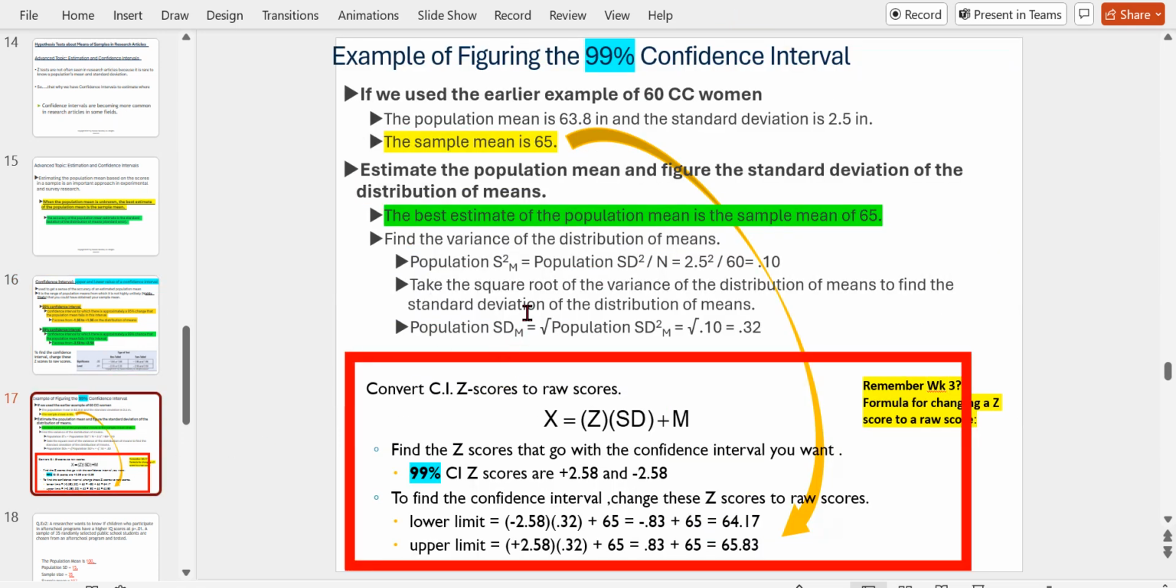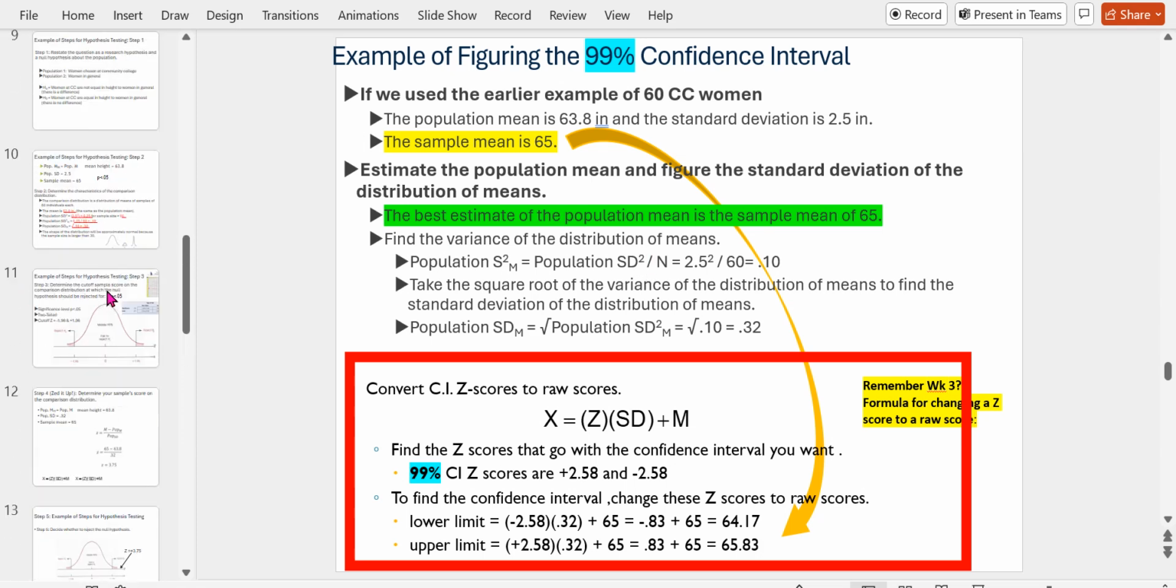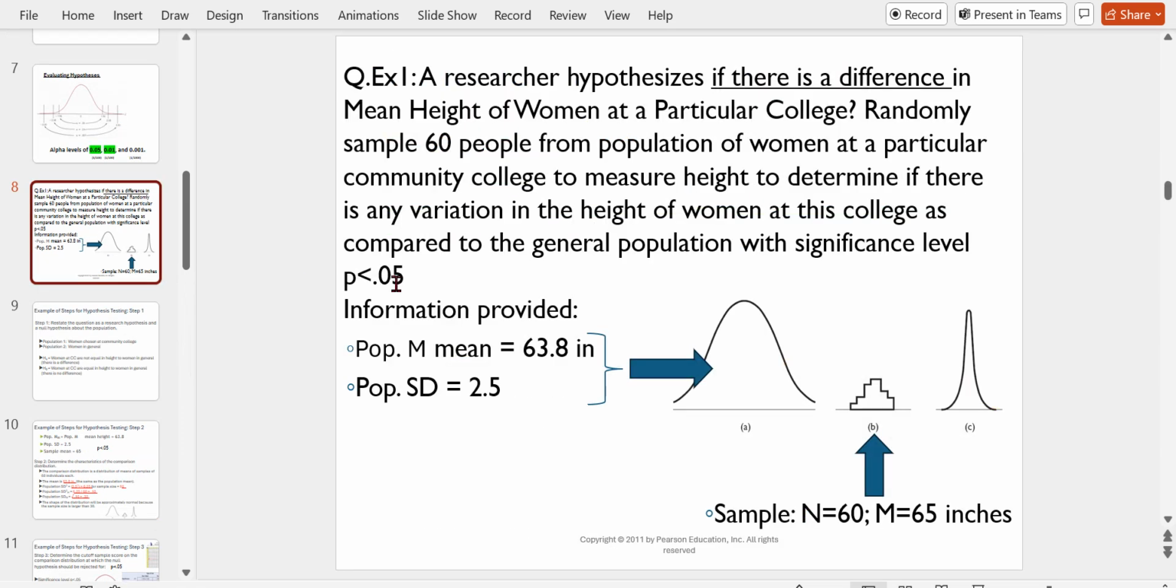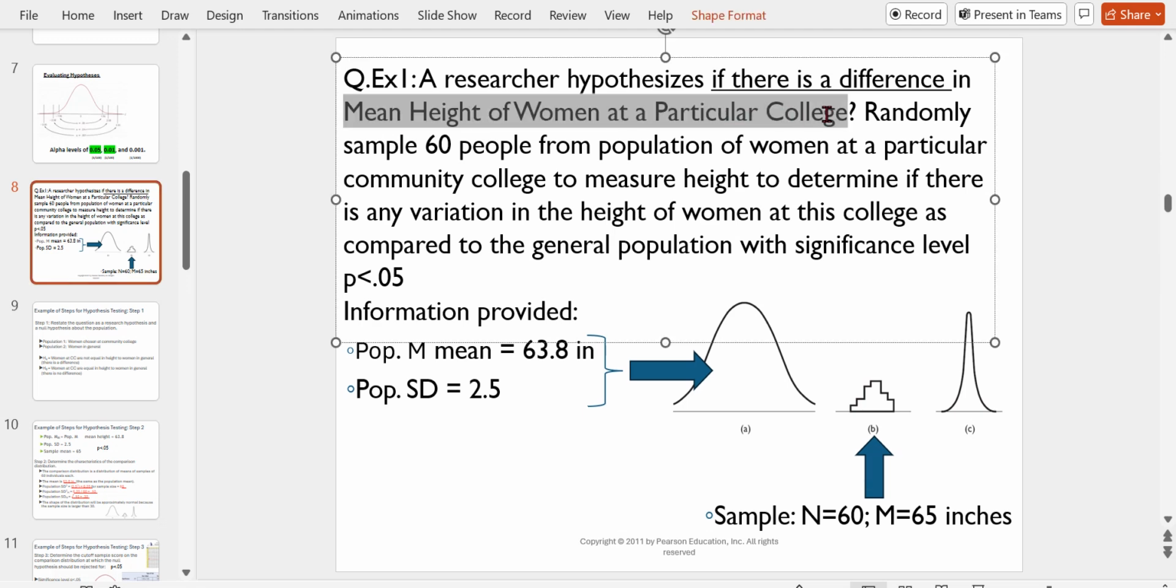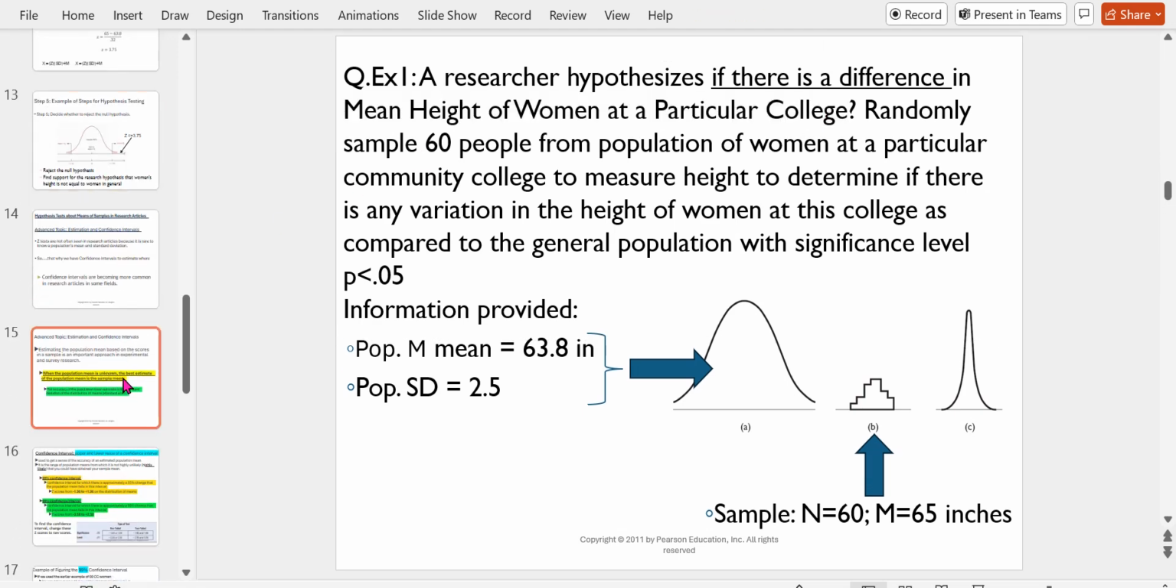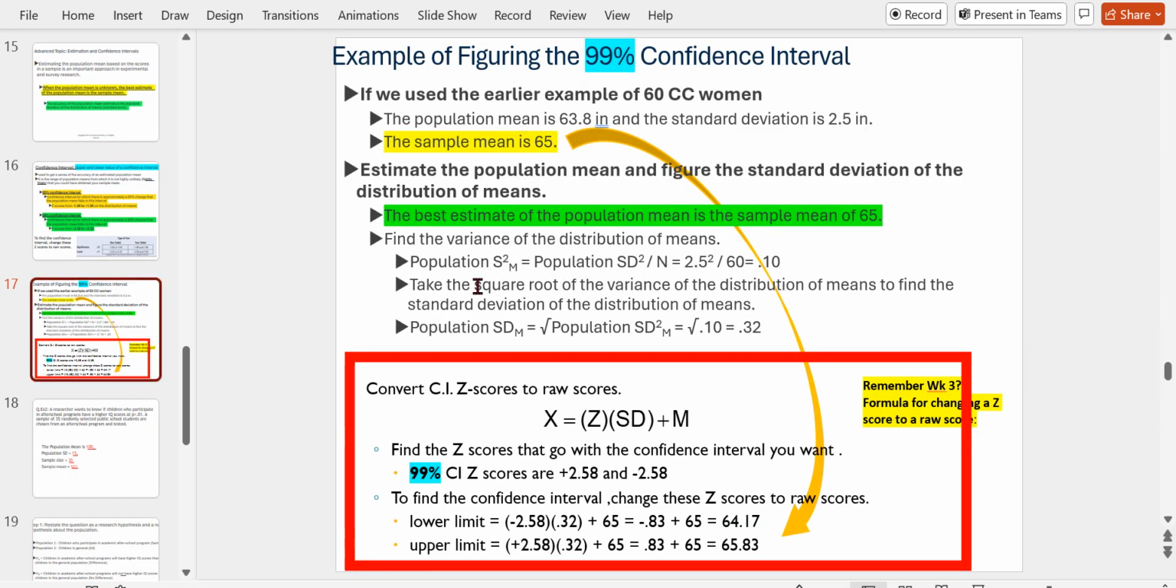Let's have a look here, shall we? So from the original, I think it was height. This original question right here. We're looking at mean height of women at a particular college. And we found that information already. And so the population mean is 63.8 inches. Standard deviation is 2.5 inches, right? The sample mean was 65. Sample size was 60. That's all the information you got, right? And we found all that information there.